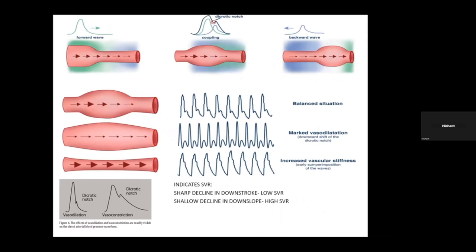This is another slide indicating a balanced situation of the arterial waveform with a forward wave and a reflection of a backward wave in normal arterial vascular resistance cases. But if the patient is markedly vasodilated, there is a downward shift of the dicrotic notch and a sharp decline in the downstroke of the dicrotic limb, which is depicted in the second waveform. And if there is an increased vascular resistance, like in increased afterload conditions, there is a shallow decline in the downslope, which indicates high SVR or vasoconstricted states.